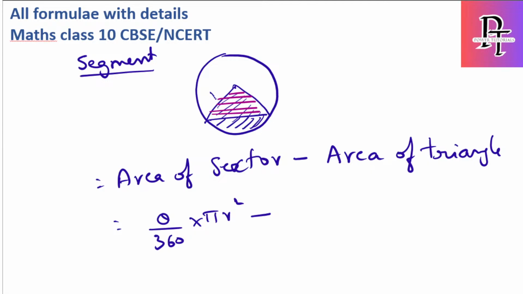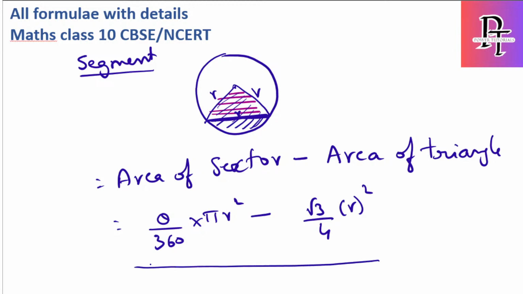Most of the cases, the length of the chord will also be provided as the radius itself. If all three sides of a triangle are equal, which triangle is it? It is nothing but an equilateral triangle. So the equilateral triangle formula is root 3 by 4 a square, and here the radius is the side, so it is simply root 3 by 4 r square.